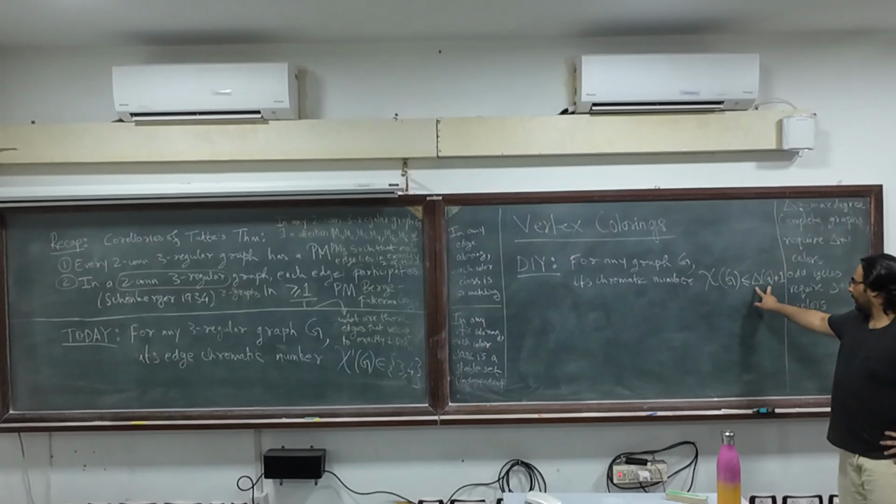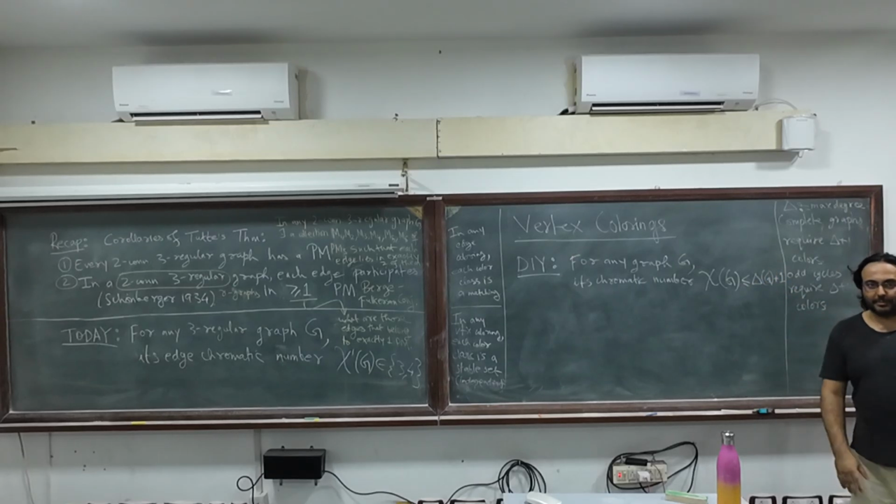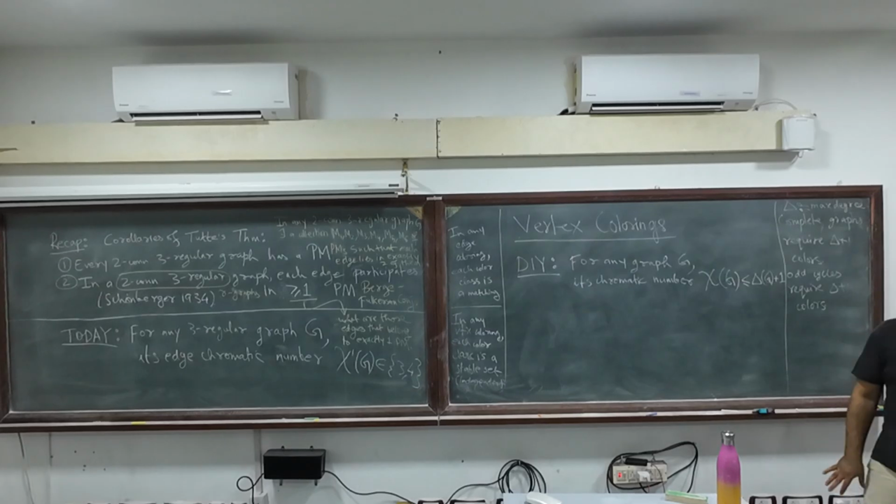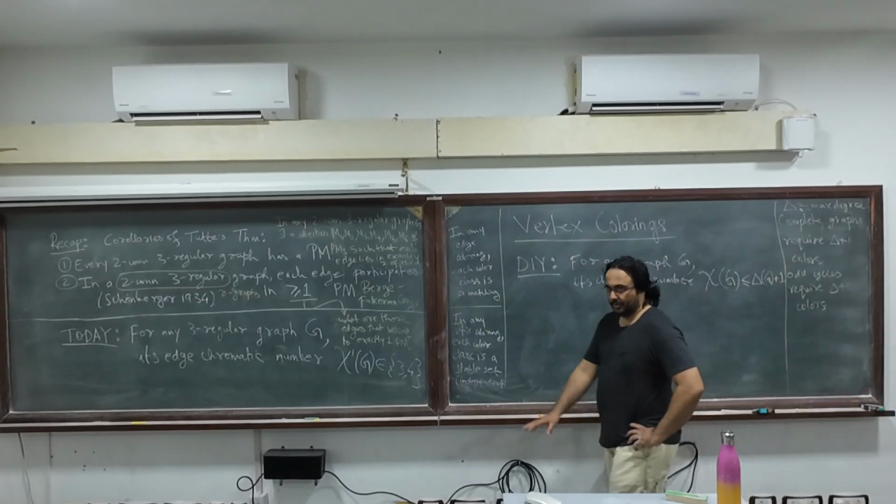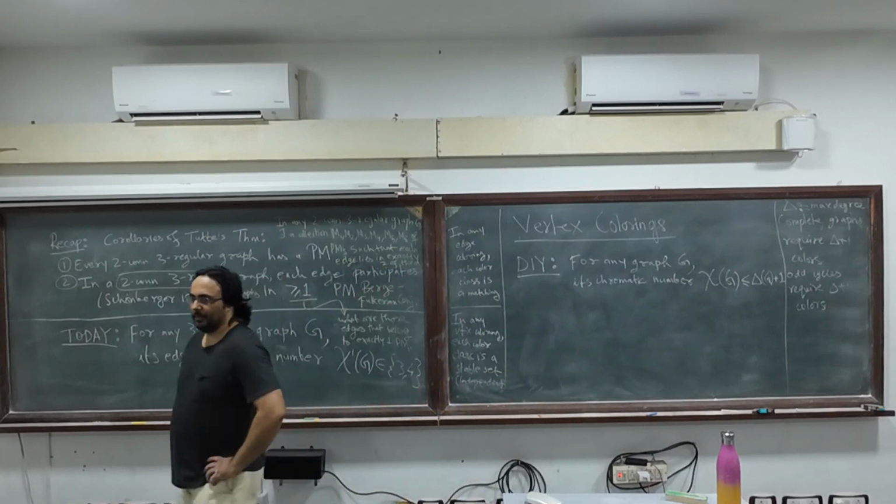Make sure that your argument makes crucial use of this number. At some point you should be able to say why delta plus 1 works. If you replace delta plus 1 by delta, it should fail.